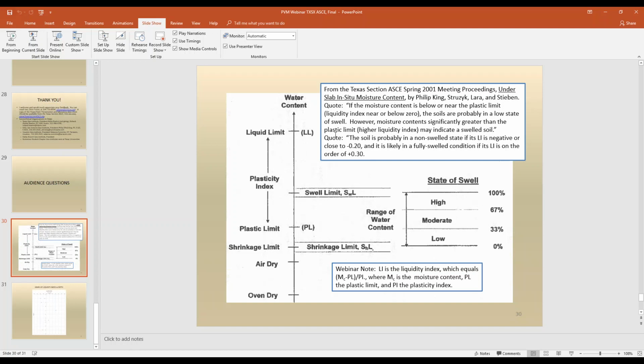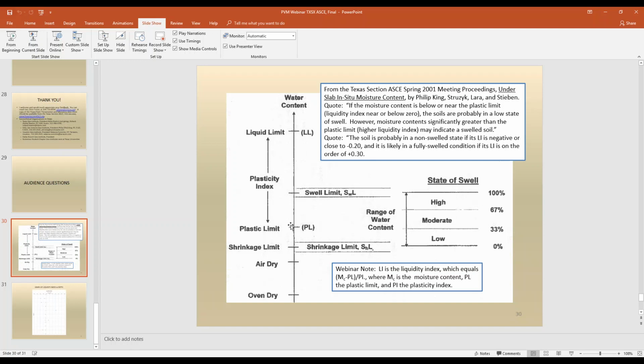And down here, this quote: the soil is probably in a non-swelled state if its liquidity index is negative or close to negative 0.2, and it is likely in a fully swelled condition if its liquidity index is on the order of plus 0.3. So here they show water content on the y-axis, and here's the value showing about 100% swell when you're getting near the swell limit. And of course, it's swell limit at 100% and no swell at the shrinkage limit.